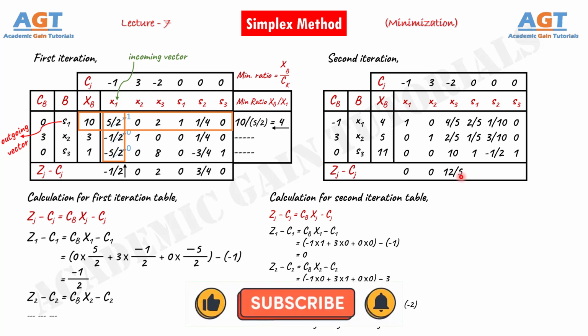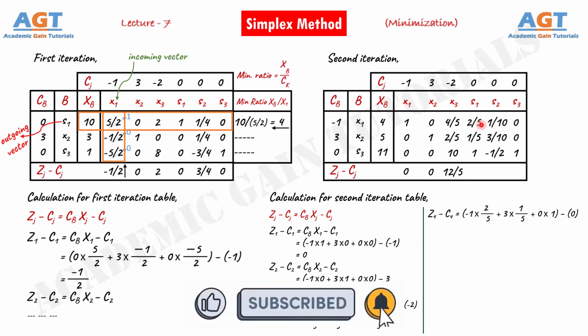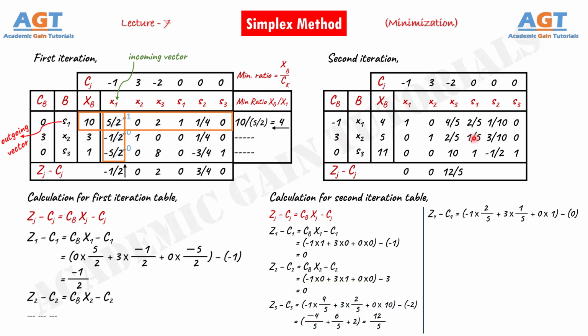Similarly for Z4 minus C4, here we will have -1 into 2 by 5 plus 3 into 1 by 5 plus 0 into 1 minus the value of C4, which is 0, and finally the value of Z4 minus C4 will be 1 by 5. So, in this row, here we will write 1 by 5.